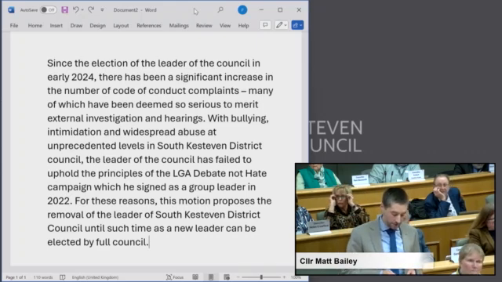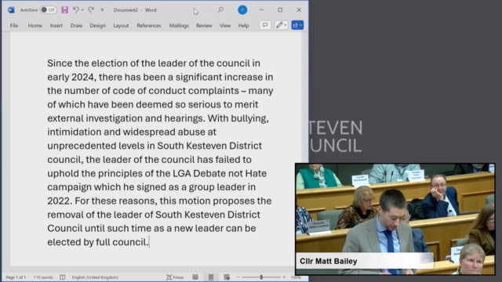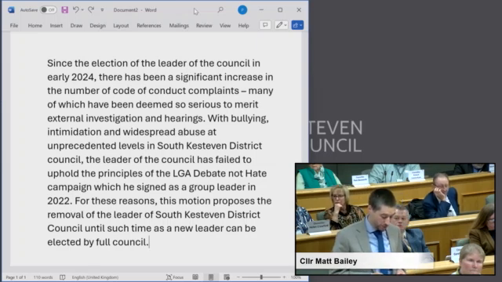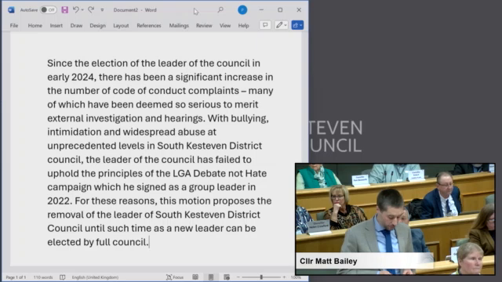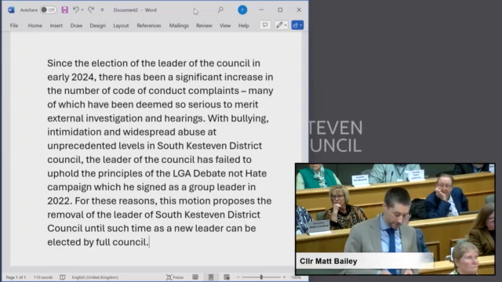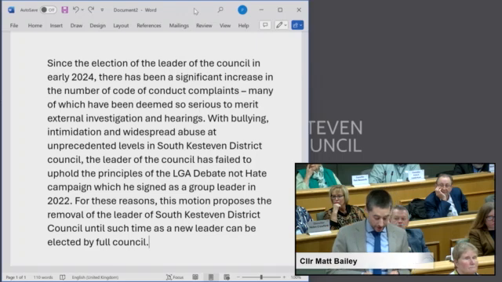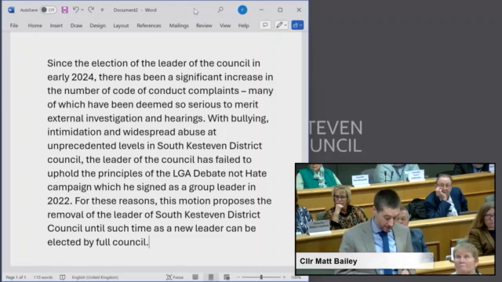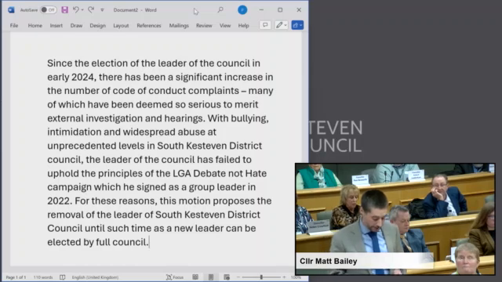The leader of the council has failed to uphold the principles of the LGA Debate Not Hate campaign, which he signed as a group leader in 2022. For these reasons, this motion proposes the removal of the leader of South Kesteven District Council until such time as a new leader can be elected by full council. The reputation of this council has been damaged all at the helm of Councillor Baxter. The time to act is now. Let's turn the page, start afresh, a new beginning for us all.